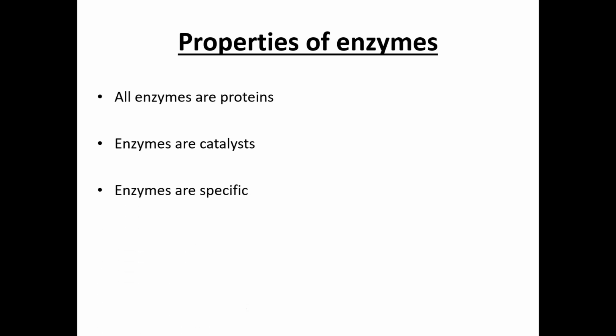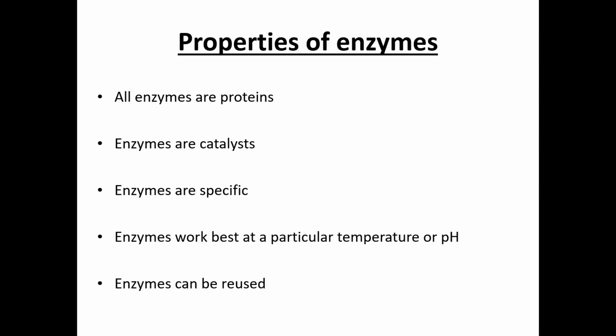Okay, the properties of enzymes. First thing, all enzymes are proteins. Remember this because in multiple choice questions they always love to ask what enzymes are made of. So the first thing is proteins. Secondly, enzymes are catalysts. They can also be called biological catalysts, but usually if you cannot find your answer, it's always catalyst. And then enzymes are specific. What I mean by specific is that it can only connect with the substrate that has the same shape as the enzyme. Enzymes work best at a particular temperature and pH. We can look more at that later. And enzymes can be reused again.